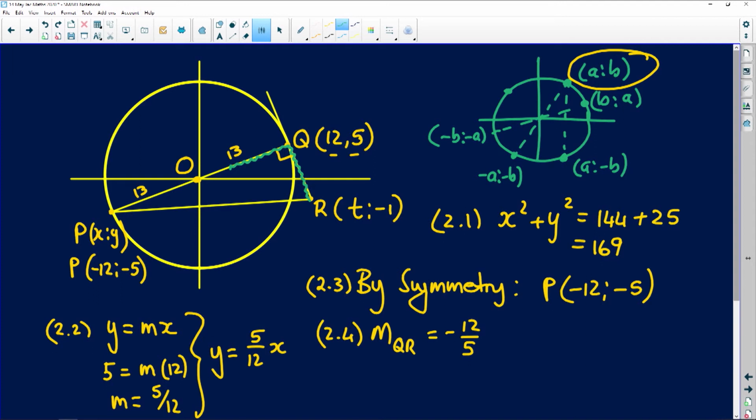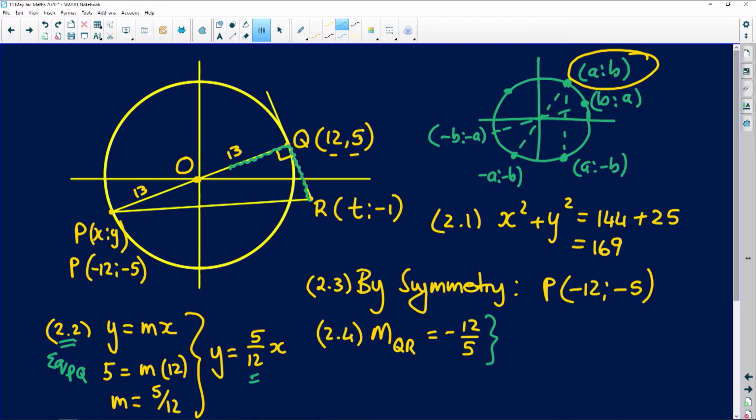Do we have the gradient for the line segment PQ? Do we have that gradient? Well, we've got the equation of PQ that we found over here. This is the equation for PQ. So what was its gradient? It was 5 over 12. So how are we arguing this? We can't just say m is 5 over 12. For 2 marks, let's give them a little bit of reasoning, but the minimum.